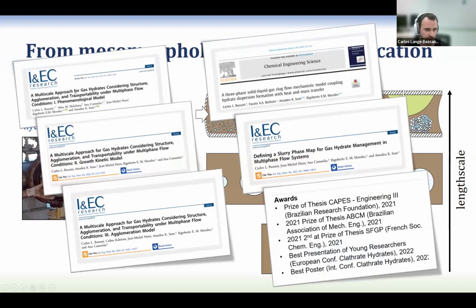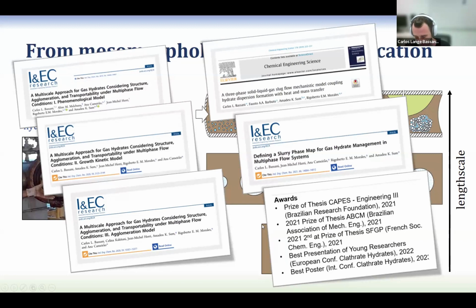So there's one only talking about the mechanisms, one talking about the mathematics at the pore scale, the growth kinetics at the pore scale, one talking about the population balance of agglomeration, one talking about the multi-phase flow, and there is one talking about how we transfer all this knowledge into the industry in a fairly simple but robust model. So this series of papers gained some recognition in some thesis prizes, and also in the Clathrates community.